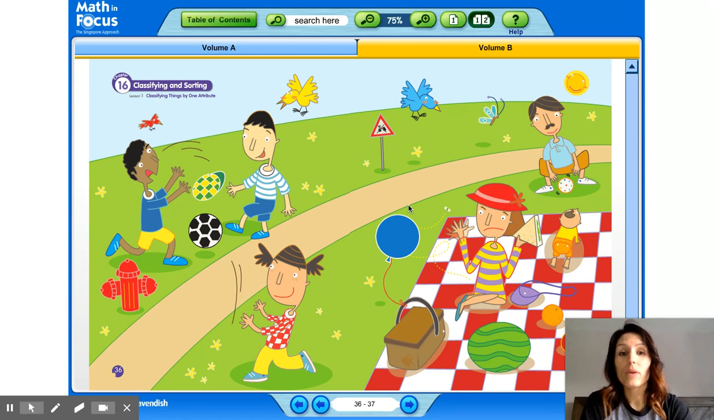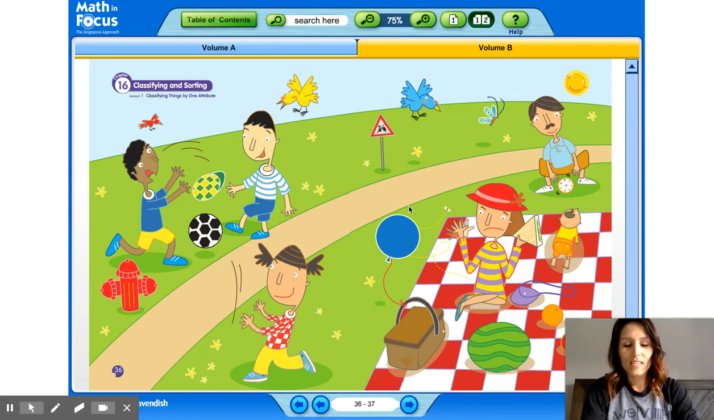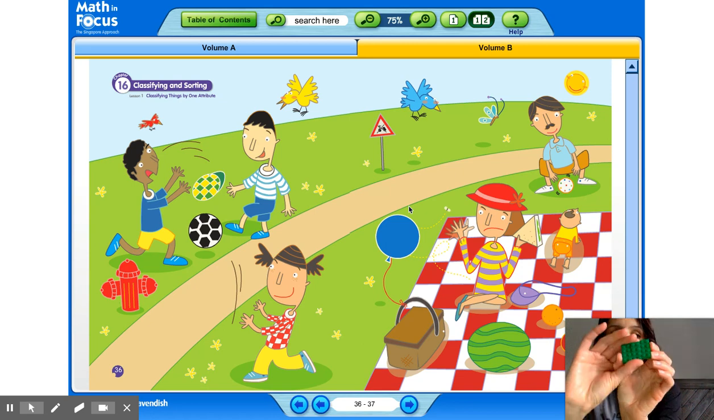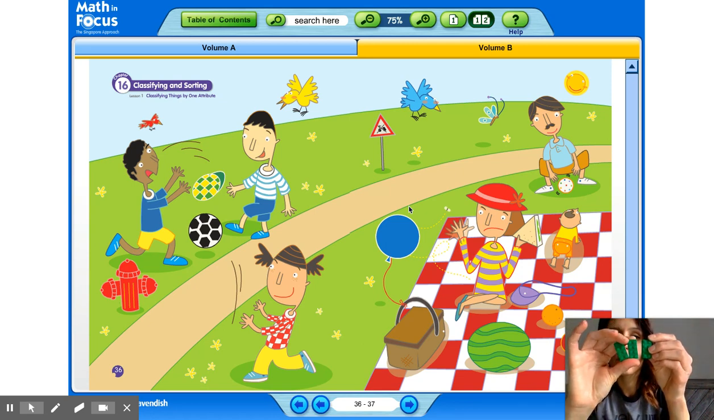Now, I am going to go ahead and try and do a quick example here with some objects. I'm going to try and hold them in front of the camera and see how well I can show you. I think you should be able to see them okay. So right here, I'm going to show you. You see them? These are Lego blocks. There are 3 green Lego blocks, okay?